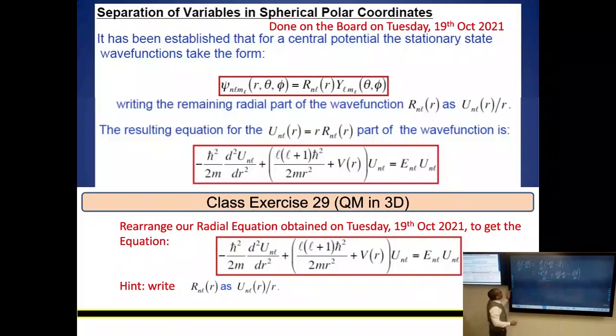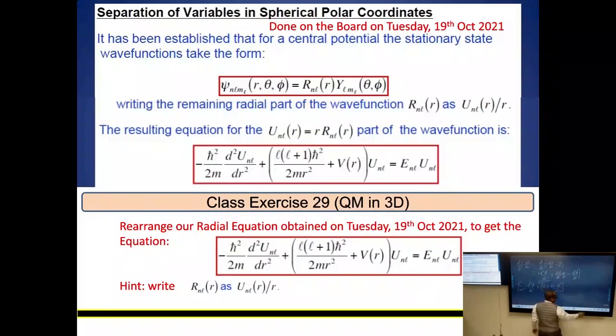So without further ado, what was our point? We had negative h bar squared over 2m r squared. Then this chunk, right? So it is now r d squared u dr squared. What else? We just got that one. So V plus that, V plus l into l plus 1 h bar squared over 2mr squared, and we don't forget our R.